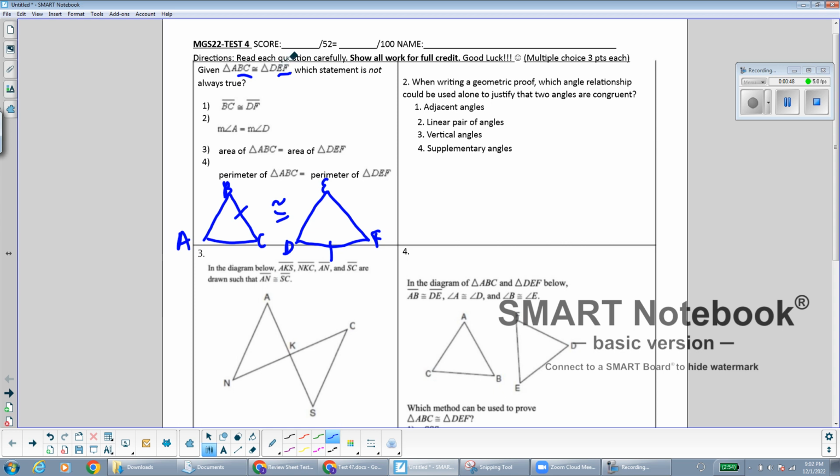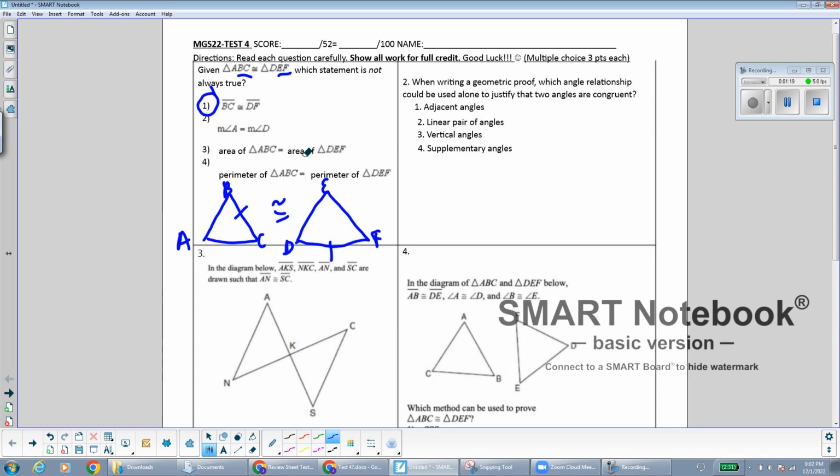EF is what BC should correspond to, not DF. So answer number 1 is the correct answer. That is a false statement because it doesn't correctly list the corresponding parts of the two congruent triangles. Angle A and angle D do correspond. Congruent triangles have the same side measurements, so they should have the same area and perimeter.